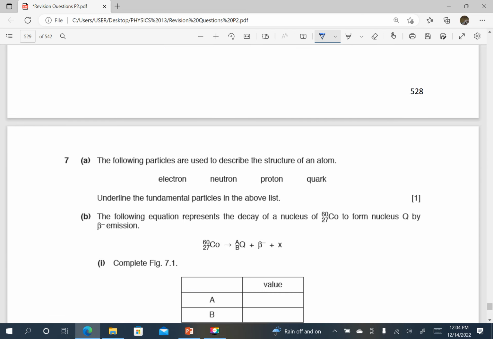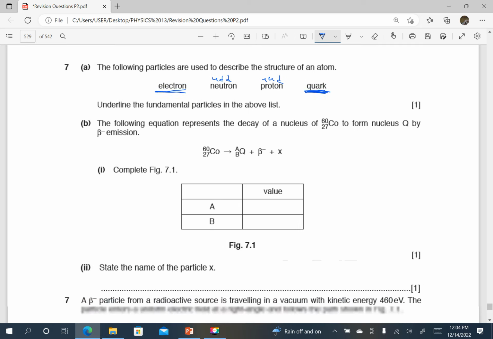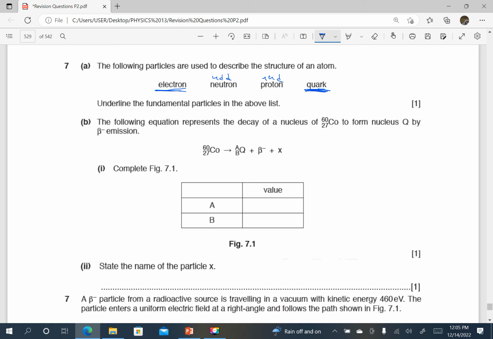The following particles are used to describe the structure of an atom: electron, neutron, proton, quark. Underline the fundamental particles in the above list. We start with an electron. An electron is not broken down into anything simpler. A neutron has up, down, down quarks. A proton has up, up, down. A quark is a smaller particle, so we have the quark and the electron. Those are the fundamental particles. These ones are not broken down any further. That's why we call them fundamental particles.